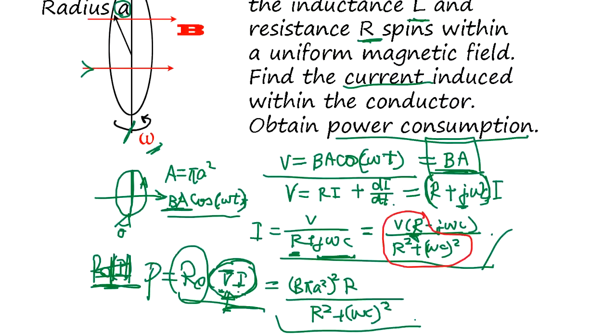Because where the power is consumed, it's R, and R always stays with the real part. The L or C alone does not consume power. That's, I think, the teaching point here.